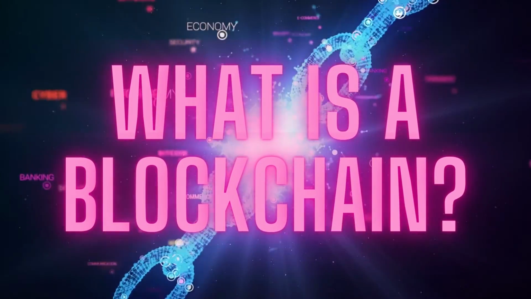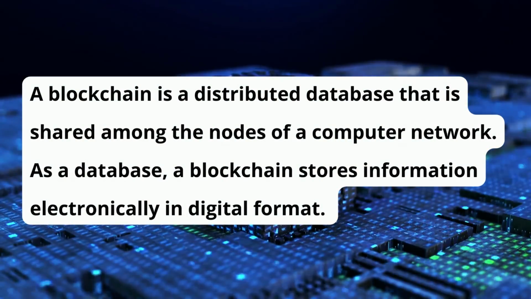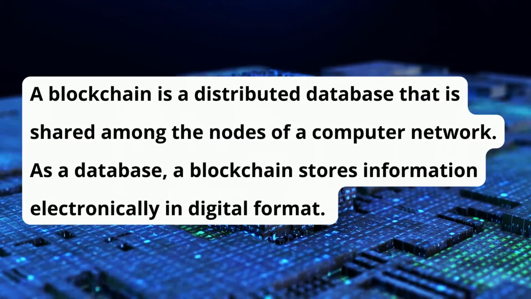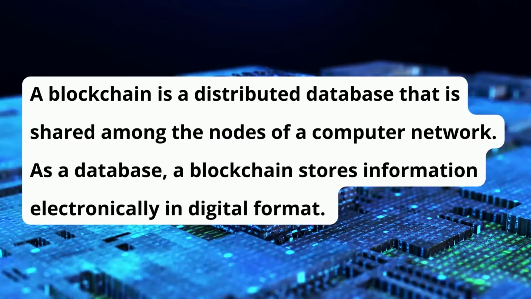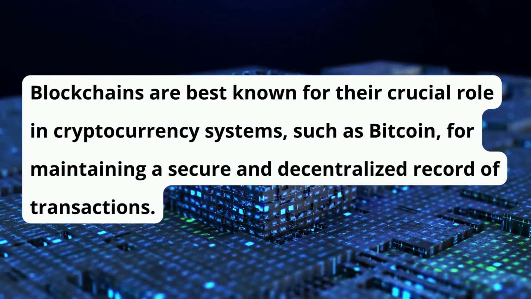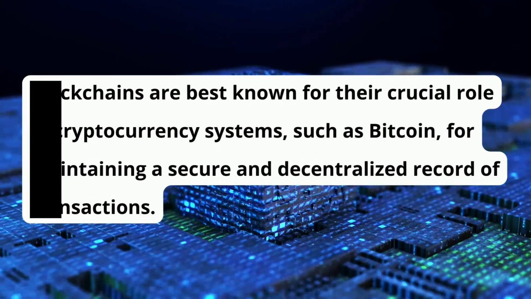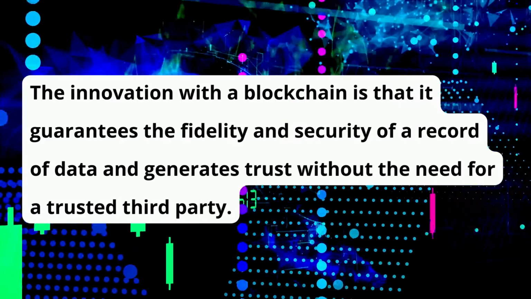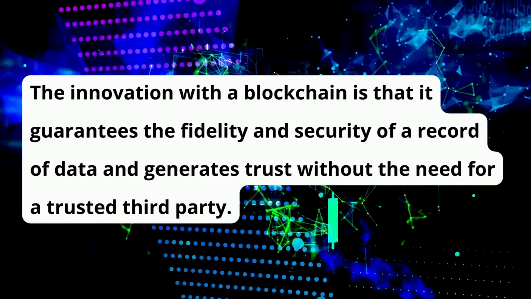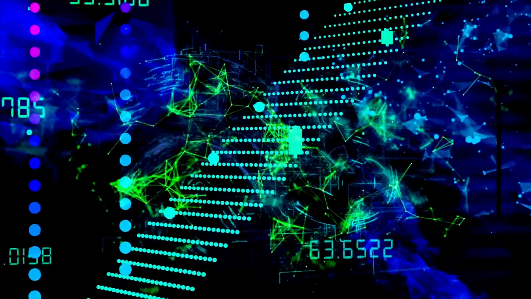What is a blockchain? A blockchain is a distributed database that is shared among the nodes of a computer network. As a database, a blockchain stores information electronically in a digital format. Blockchains are best known for their crucial role in cryptocurrency systems such as Bitcoin for maintaining a secure and decentralized record of transactions. The innovation with a blockchain is that it guarantees the fidelity and security of a record of data and generates trust without the need for a trusted third party.